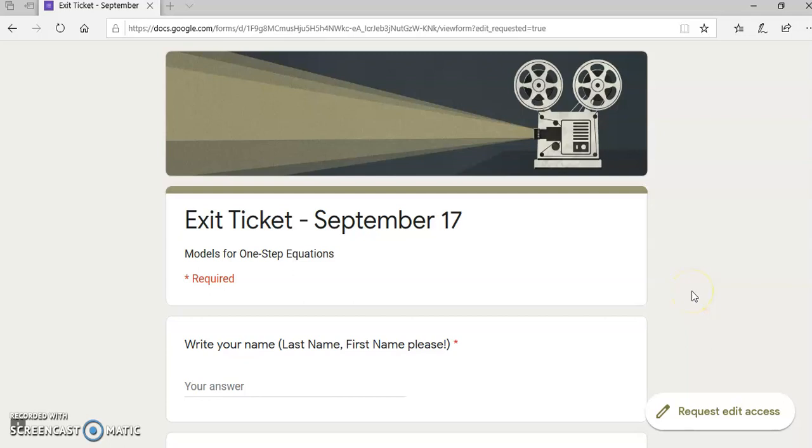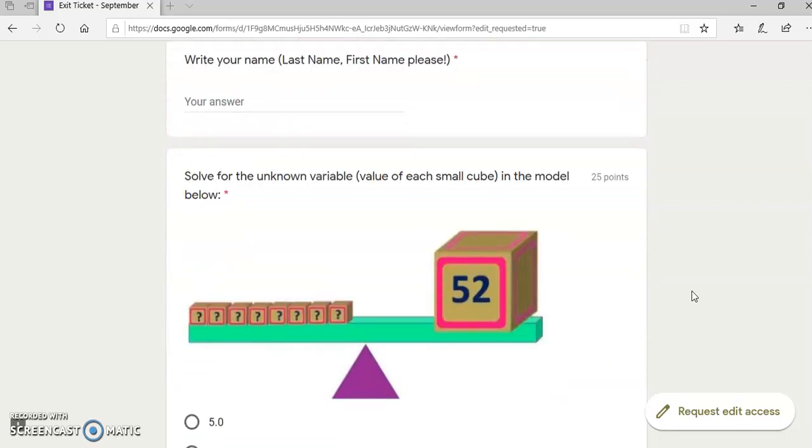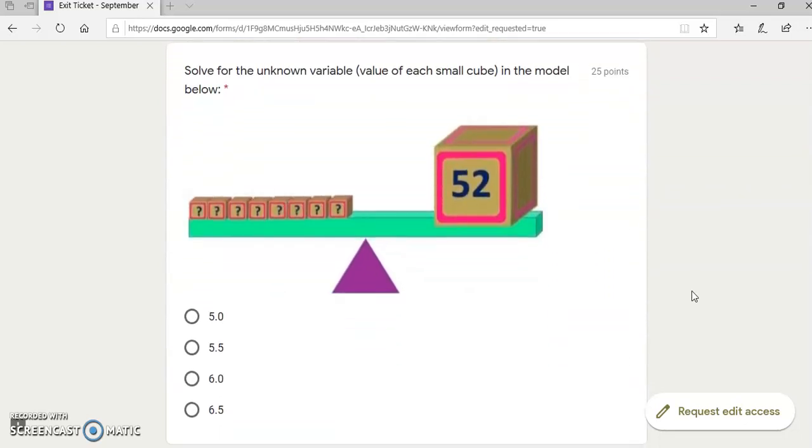Okay guys, so I'm going to be reviewing the exit ticket for September 17th. This one we're looking at the model and it's asking us to solve for the unknown variable.